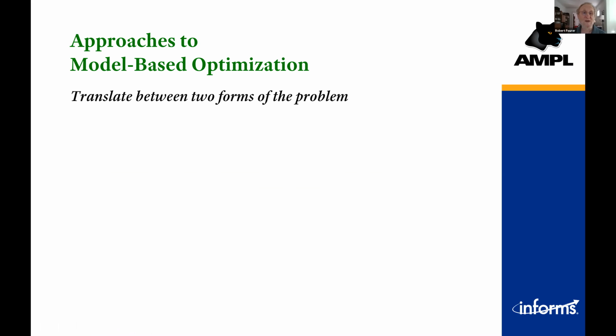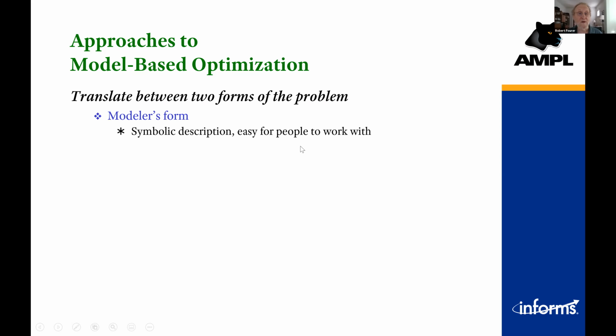To introduce that, let me say that the real challenge here in model-based optimization is that you really have two forms of the problem. You may have been thinking, as I said this, well, that's all well and good that you describe the problem and then you send it to a solver. But what do you mean send it to a solver? It's just some mathematical terms on a slide, and the solver is a program. So what do you do there?